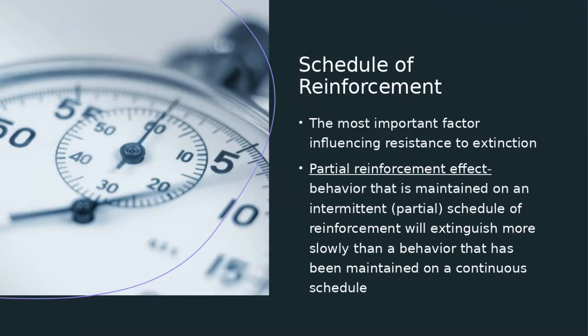By contrast, if a behavior is on an intermittent or partial schedule of reinforcement, meaning that not every single instance of that behavior is reinforced, once you remove the reinforcer, behavior will persist for a lot longer. The organism will continue to show the behavior longer than if it had been used to having every single instance of that behavior reinforced. The schedule of reinforcement can influence how resistant a behavior is to extinction.